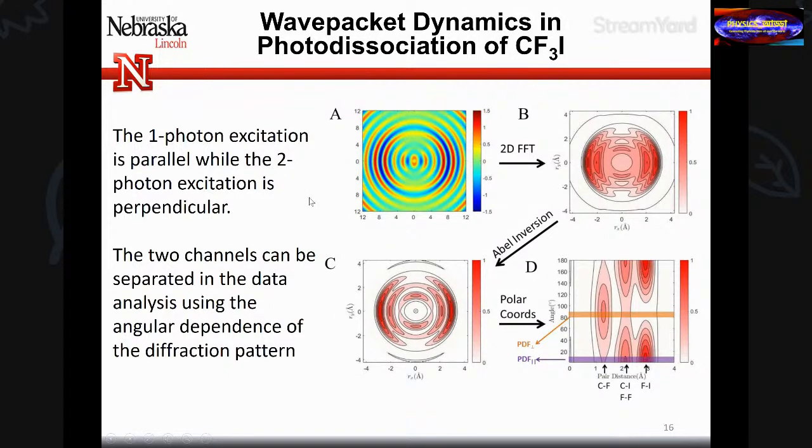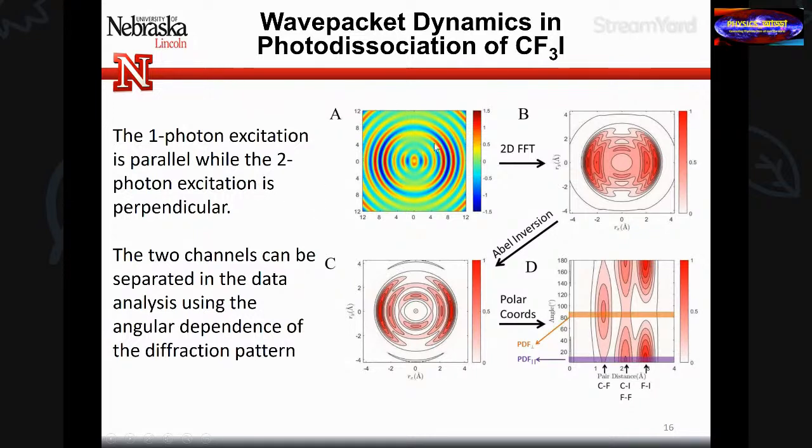One reason we can separate them is that they happen on different timescales. The direct dissociation from the one photon channel happens faster, and the second channel, where the wave packet is bound and then dissociates because it has to go through all these states, happens a little bit slower. The second reason we can separate them is because the one photon excitation has a transition dipole moment along the molecular axis, and the two photon excitation happens preferentially in the direction perpendicular to the molecular axis. So we can use this to look now at the angular dependence in the diffraction pattern.